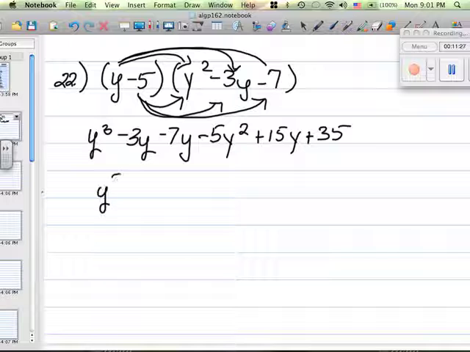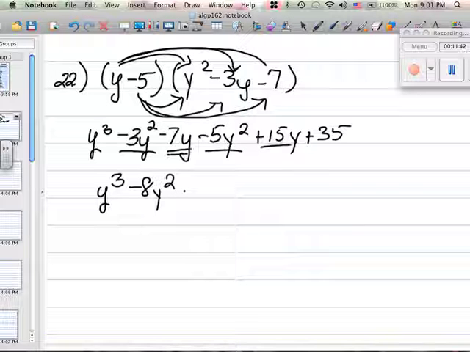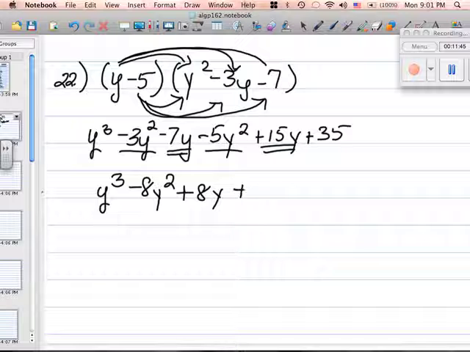Simplifying, we get y cubed, that should have been 3y squared, minus 8y squared, negative 7y plus 15y is positive 8y, and then bring down the 35.